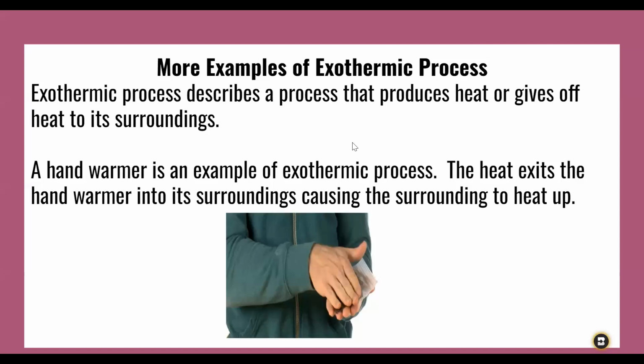Let's look at more examples of exothermic process as it is in everyday life. Remember, exothermic process describes a process that produces heat or gives off heat to its surroundings. We have to know that first. Now, if we have a hand warmer, it is an example of an exothermic process because a hand warmer is warm. The heat is released from the hand warmer into its surroundings. So heat flows from the hand warmer to the surroundings, which is like a hand. The hand is the surrounding. Heat flows from hand warmer to a hand.